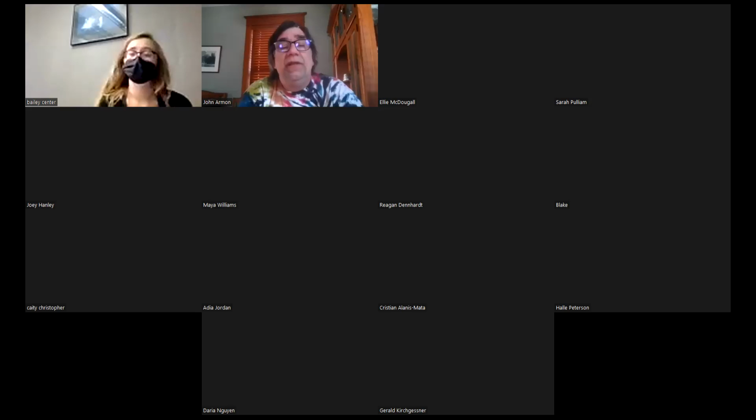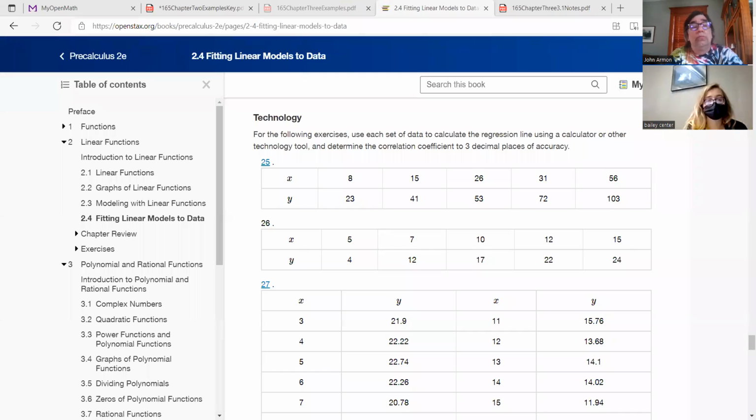So go back to toggling through screens here. The X values you see here, 8, 15, 26, 31, 56 are going to go in the L1 column. We'll write these down real fast. And then the Y values will go in the L2 column. Okay. Thought I had that all written down, saves a little bit of time.